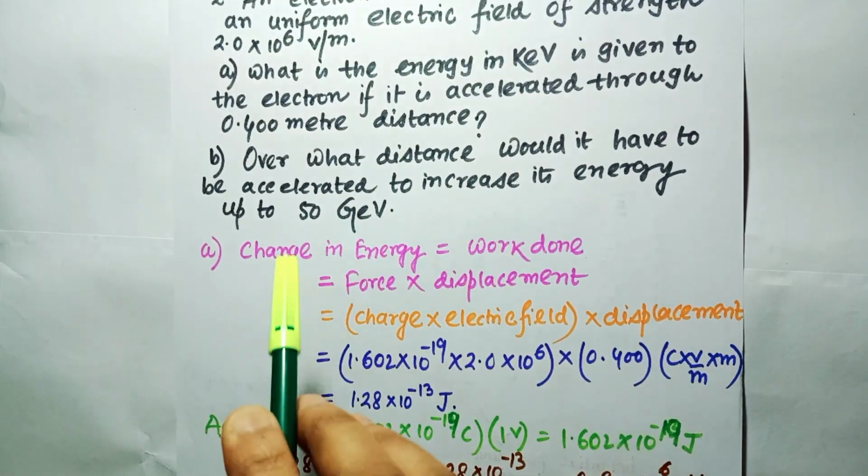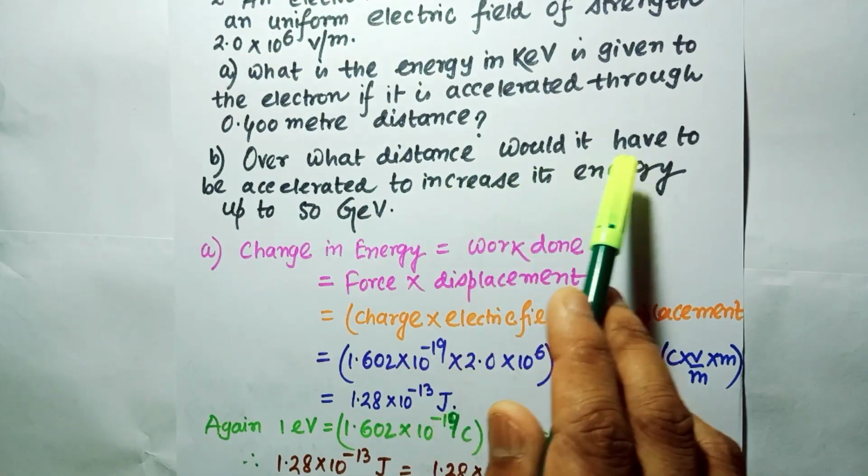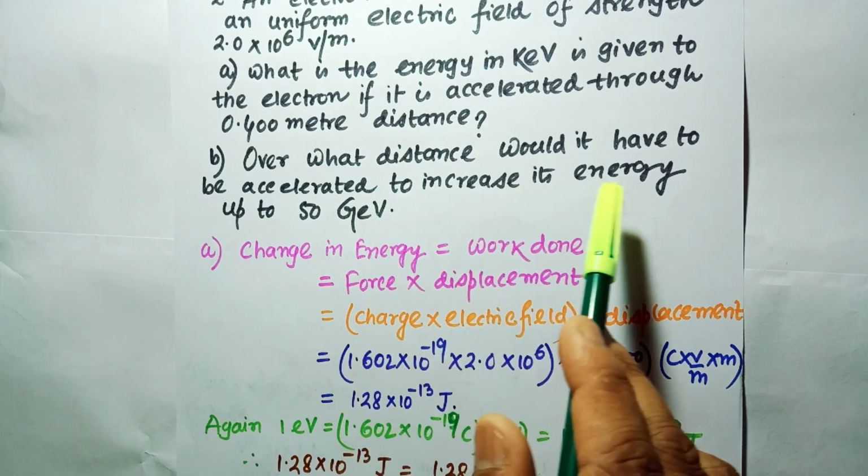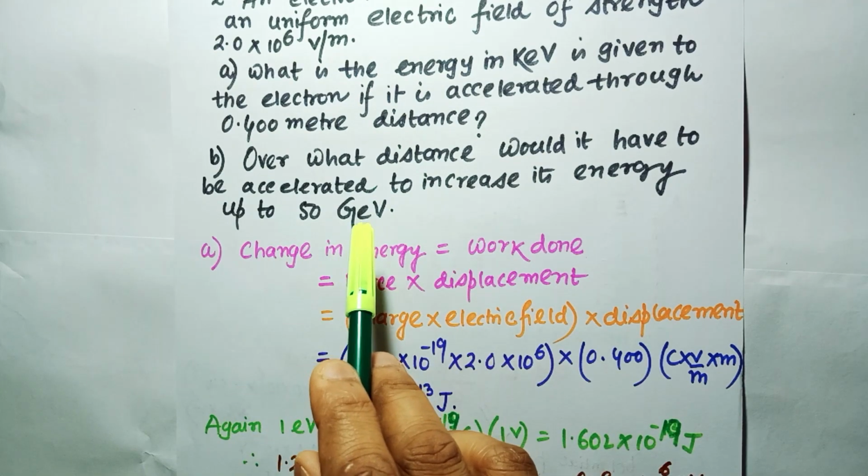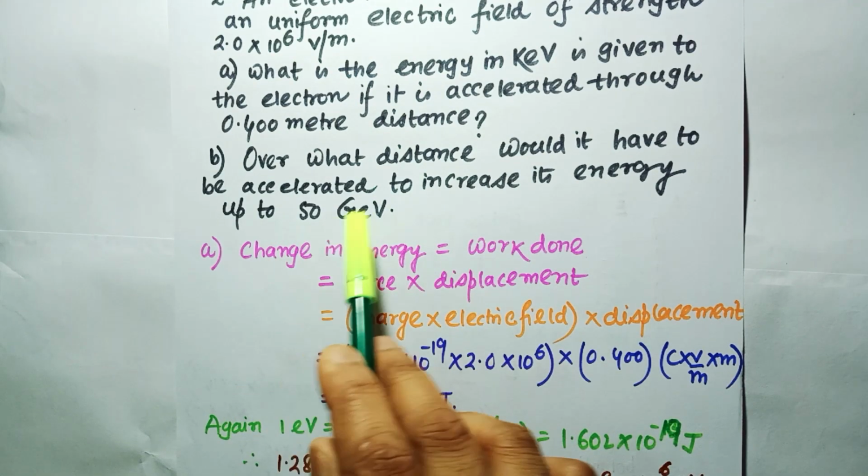And for the second one, over what distance would it have to be accelerated to increase its energy up to 50 giga electron volt? So I need to find the distance, the displacement, here.